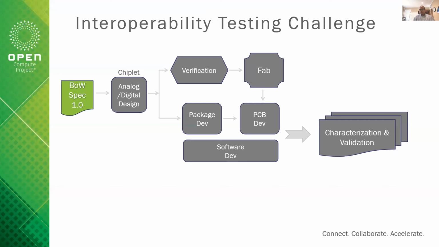Bobby, can you click once? Yeah, thank you. So that's the conventional way. The interoperability testing comes after your detailed characterization because the IP vendors are focused on their own IP silicon, and this would add about 6 to 12 months of effort.